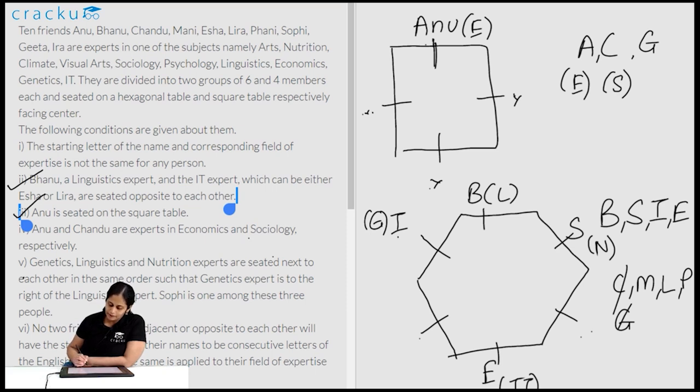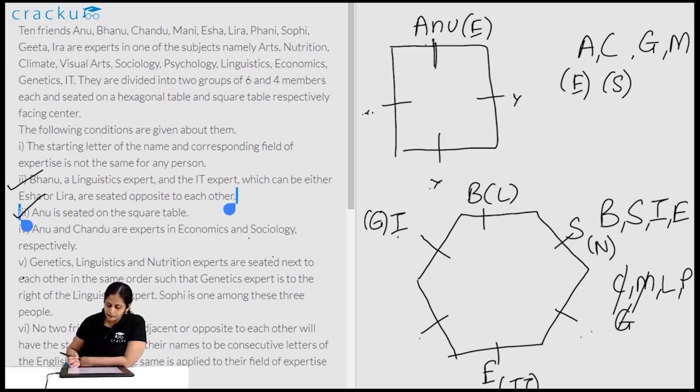Now consider Mani. Mani's letter and nutrition, M and N, are consecutive letters. So Mani cannot be opposite Sophie, neither can he be next to Sophie. So Mani also cannot be on this table and has to be over here. So we have placed all 3 of these people over here. That means L and P are over here, that is Leera and Funny are over here.